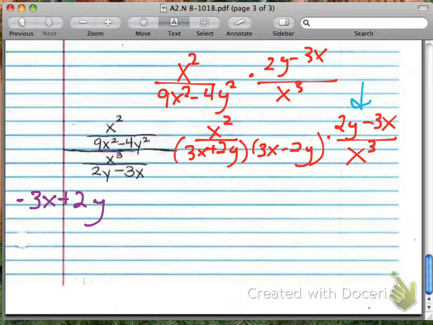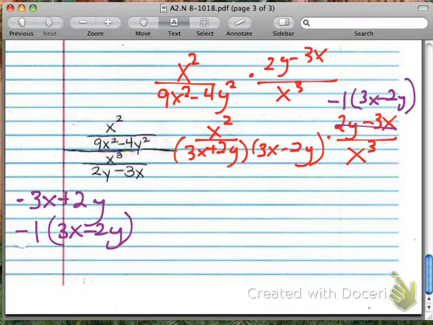Now, does that help us with anything down here? Because ideally, this is up here, so we want to cross-cancel something here, right? So now I can factor out the negative again. So then I have negative 1 times 3x minus 2y. So I'm going to change this from 2y minus 3x to negative 1 times 3x minus 2y. Now let's start to cross-cancel.